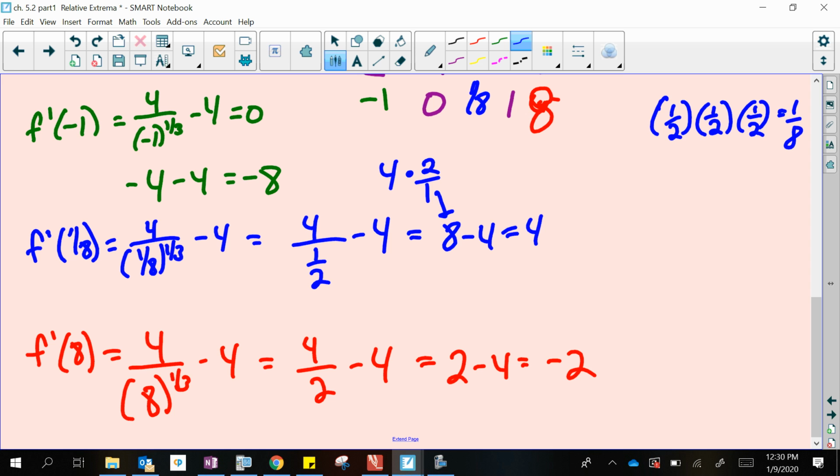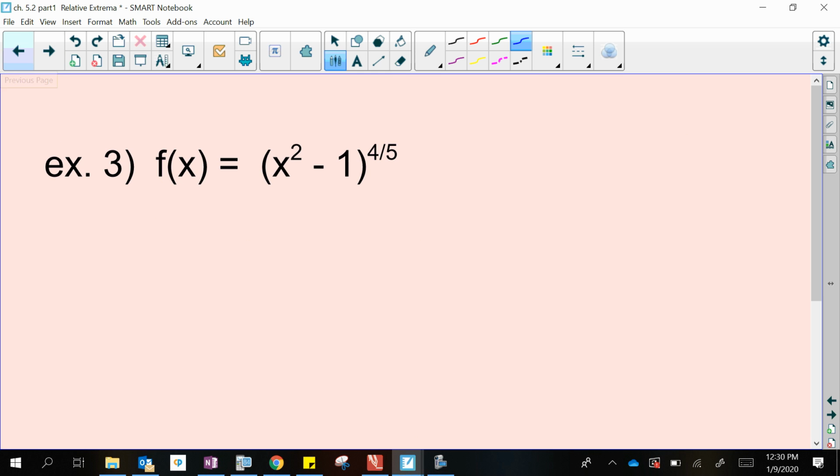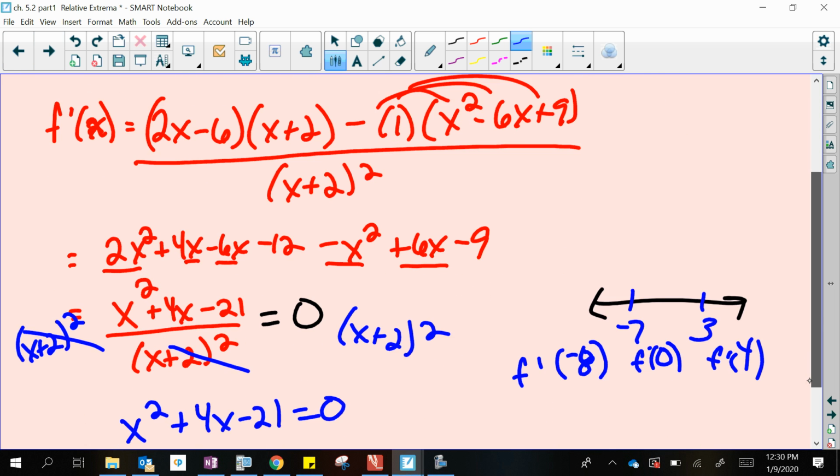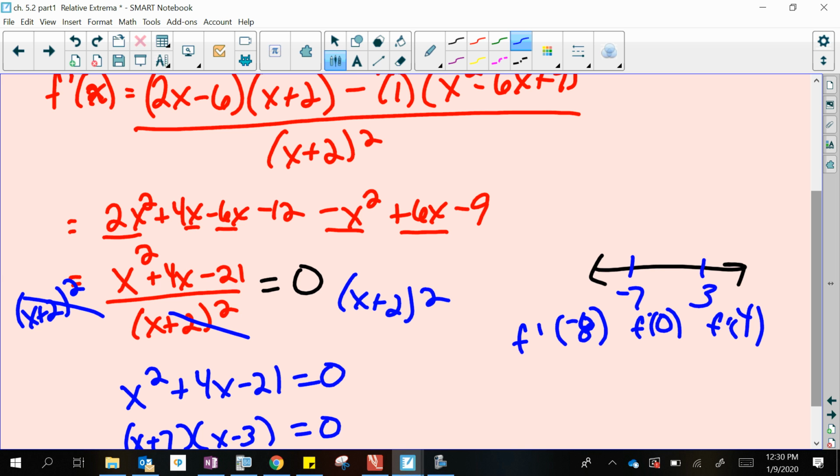Well, first you plug in negative 8, 0, and 4 to find plus, minus, or plus. Okay? And then you're going to find out whether negative 7 is a min or a max and plug it into the original to find out the value. Okay?